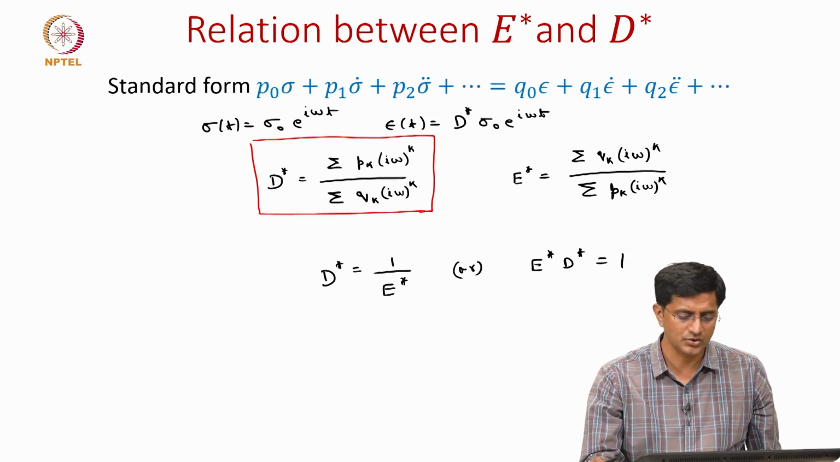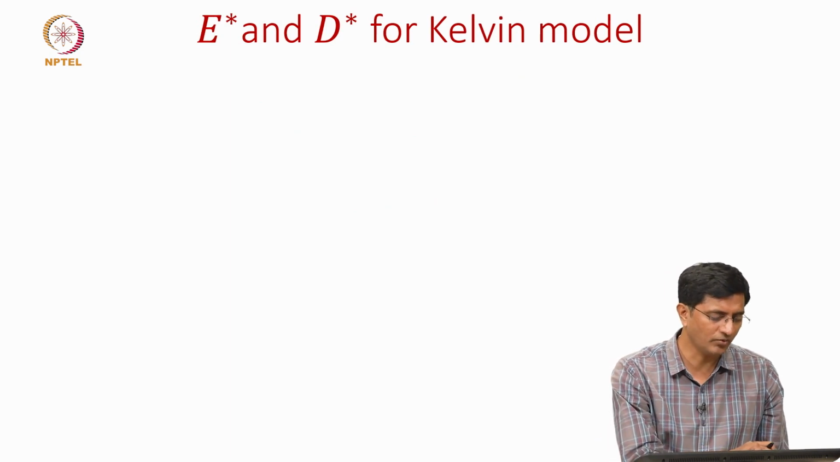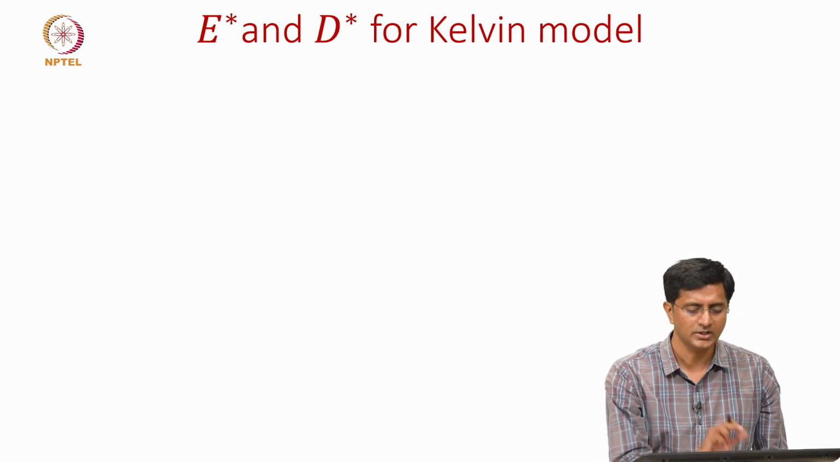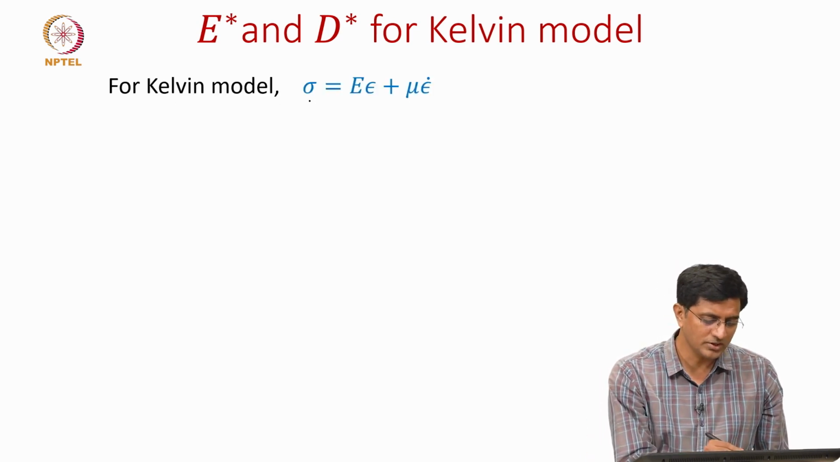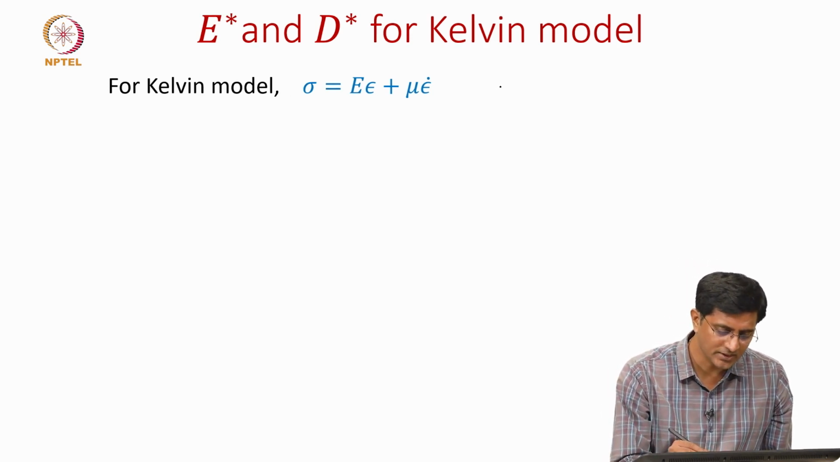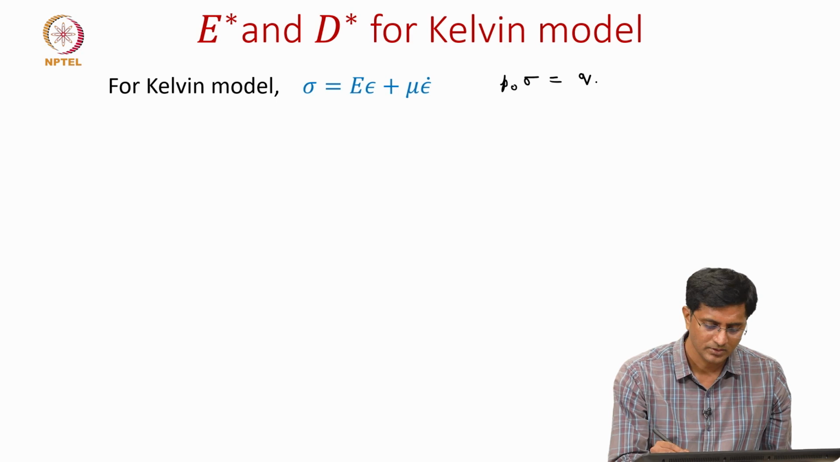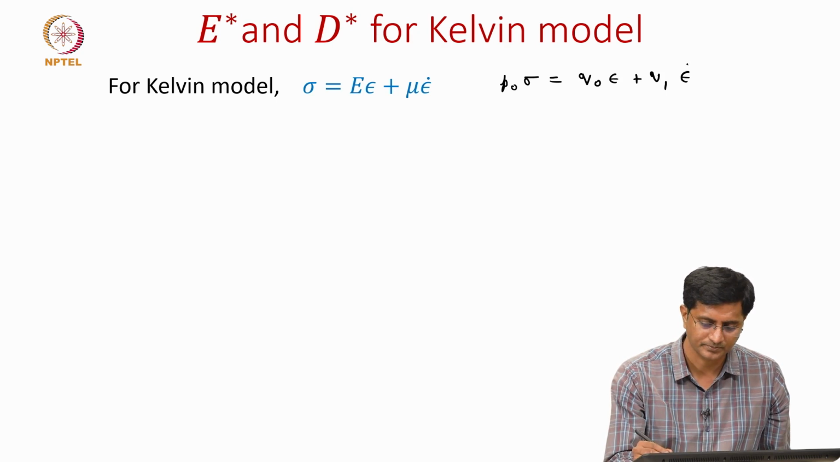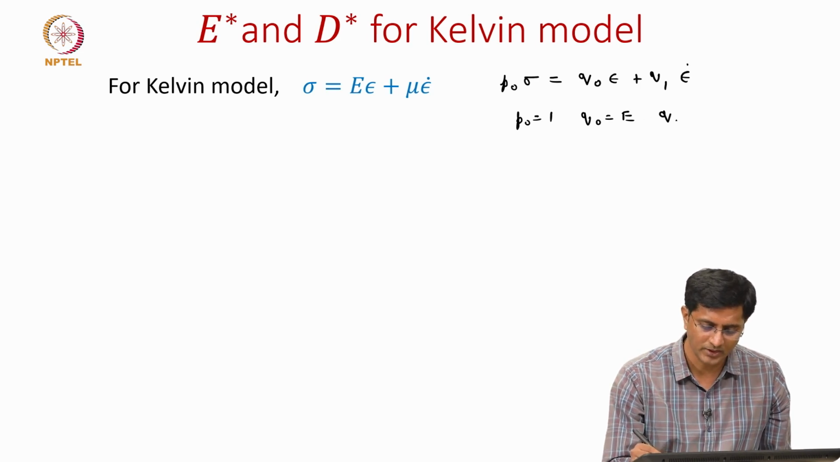For that we will choose the Kelvin model. So, for a Kelvin model we will first find what is E star and then also show what is D star. Previously we showed for Kelvin model this is the differential equation. So, written in terms of a standard form, I can write this as P naught sigma equals Q naught epsilon plus Q1 epsilon dot, which gives me P naught equals 1, Q naught equals E and Q1 equals mu.